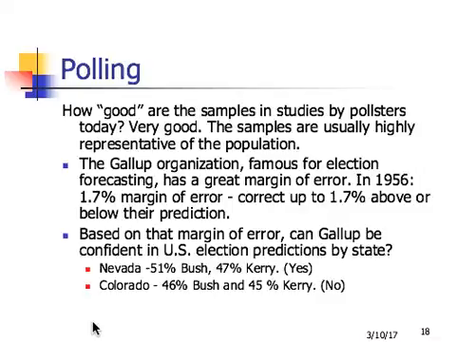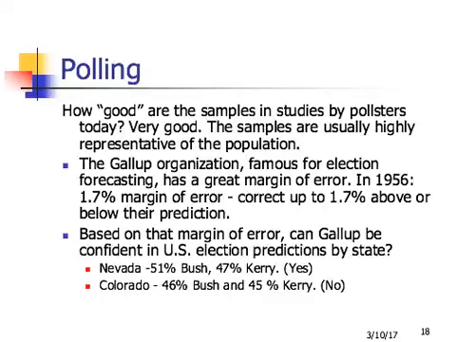Bush. Now in Colorado, if 46% of the voters vote for Bush and 45% for Kerry, that is too close to call. A prediction of that nature would probably be incorrect. Or at least we don't know for sure. We just couldn't be confident in it, I should say. Today, we expect a 2 to 3% margin of error.